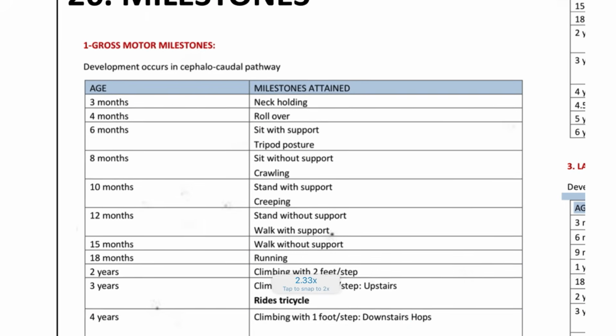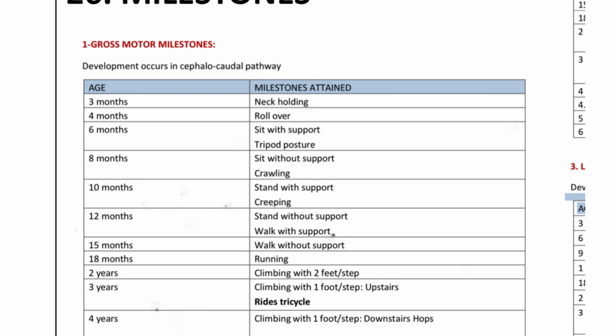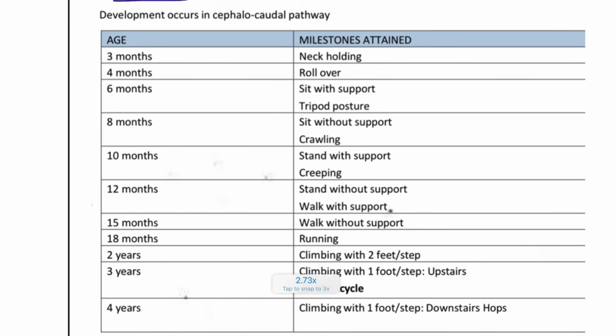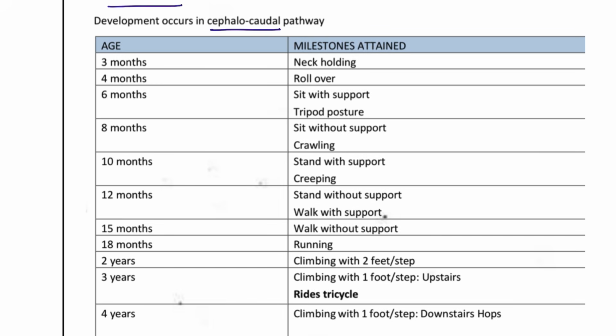Next, moving on to the milestones, pediatric milestones, which is one of the most important topics. So the first one is the gross motor. Remember that it is going to follow the cephalocaudal pathway. At least remember these. At 3 months of age, neck holding will be seen. At 6 months, the patient will sit in the tripod posture, sitting with support. At 8 months, sit without support, and crawling is started.